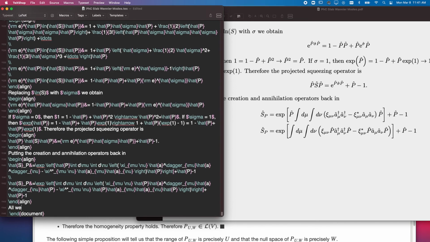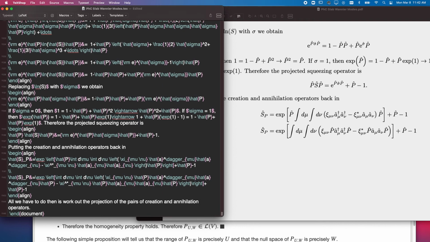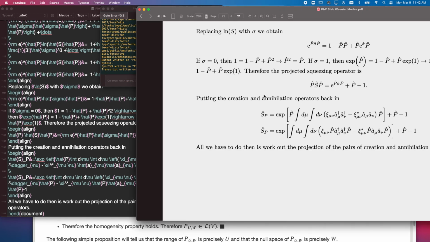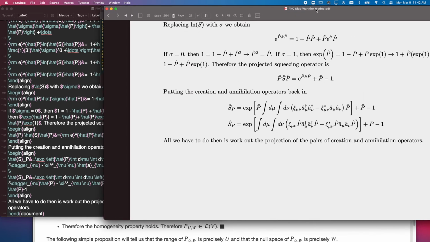So, all we have to do then is work out the projection of the pairs of creation and annihilation operators, and then sub these into here.